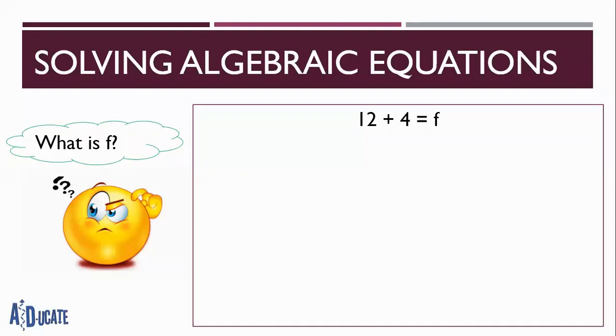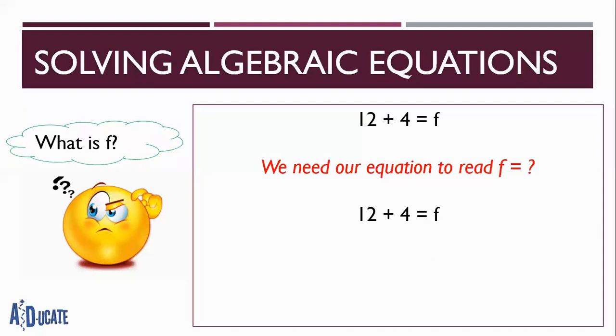All right, and this one says 12 plus 4 equals f. Remember, our aim is to have the letter being equal to something. That's how we do the solving. So we need an equation to say f equals something. And if you look at it, this one is awesome because it actually does say f is equal to 12 plus 4. And all we need to do is work out that left side of the equation. 12 plus 4 is equal to 16. So 16 is equal to f, which is the same as f being equal to 16. That one was pretty cool.